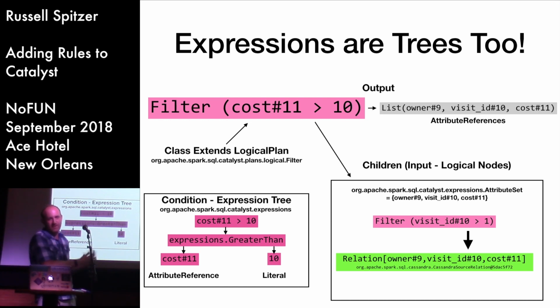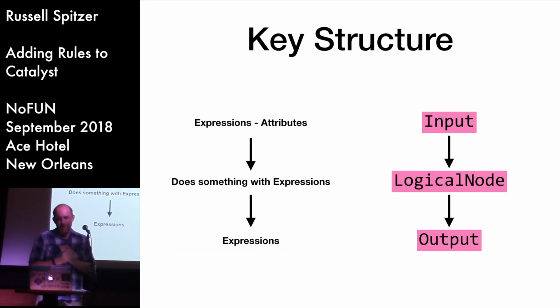So basically, everything is trees. And all of these trees are immutable. And whenever we want to change something about this plan, we rewrite these trees. We write new trees based on our old trees. So the basic thing to remember is that our structure is input to logical node to output.